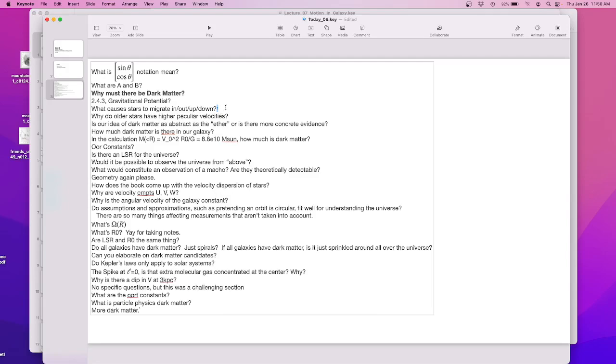I think that was somebody else's question. Why do older stars have higher peculiar velocities? That's what I just said, yeah. What normally moves them around again, I'm sorry? Gravity. It's the only force we have is gravity, and gravity comes from the collective potential.